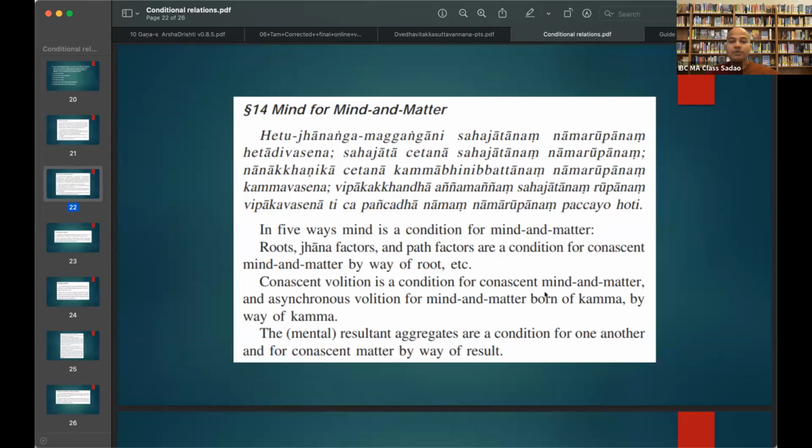Cognizant volition is a condition for the cognizant mind and matter. And asynchronous volition for mind and matter born of karma, by way of karma. The mental result aggregates are a condition for one another and for cognizant matter by way of result. Hetu jhananga maggangani sahajatanam nama rupanam hetu adi vasena, sahajata chetana sahajatanam nama rupanam, nanakkhanika chetana.